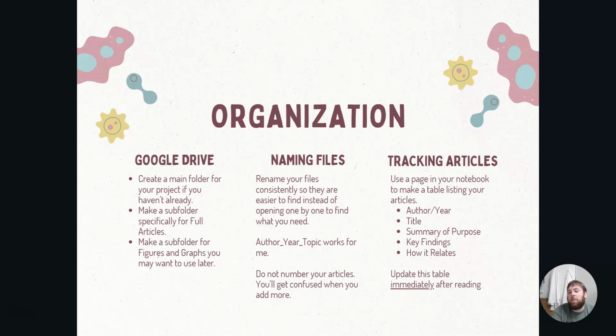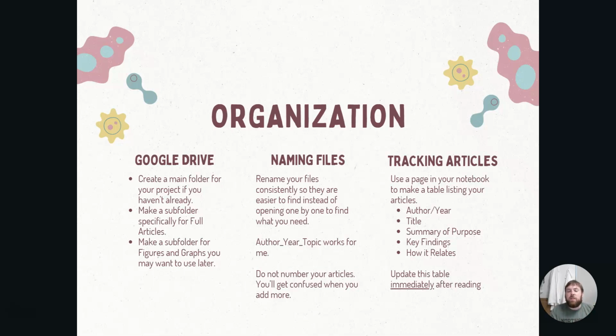This author year topic thing worked for me because I also had one more extra step for organizing myself. I had a spreadsheet, and you can just use a spreadsheet, or better yet, use a page in your notebook to track all of the articles. Make a table for yourself that just has a listing of the author and year, the title of the article, the summary of the purpose of the article, the key findings in that article, and how it relates to your project. Have that in a table on a page.